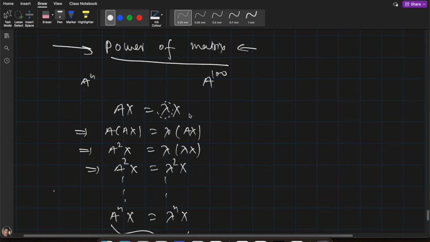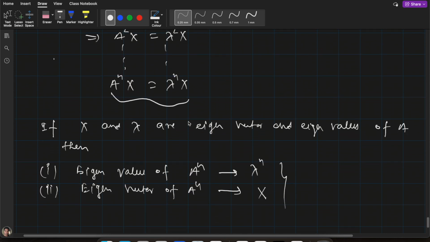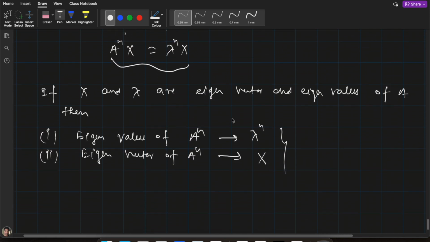So that is the power of the matrix. If you have a matrix A and someone wants to find the eigenvalue of A raised to the power 100, you just tell them lambda raised to the power n, but the eigenvector will be the same.